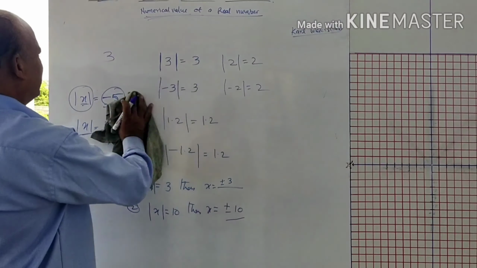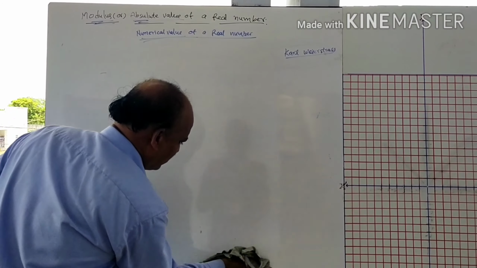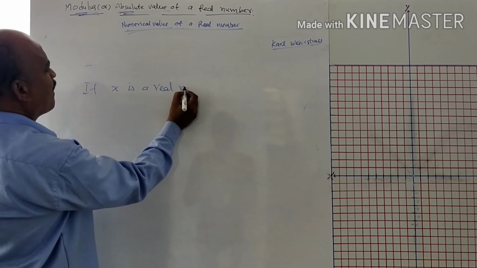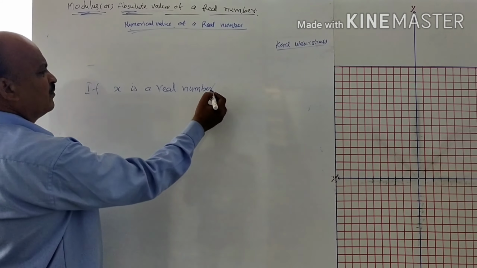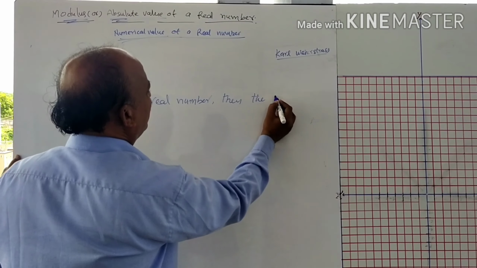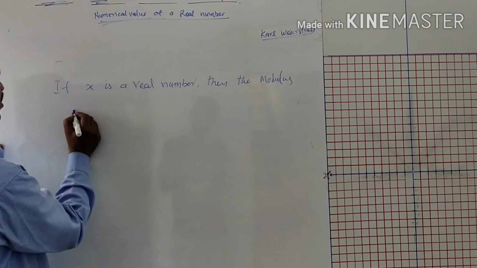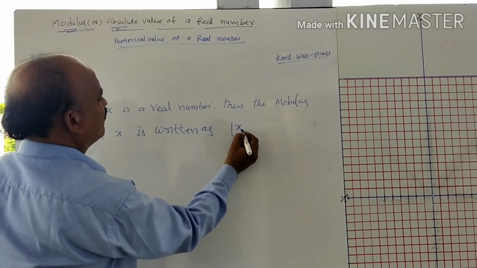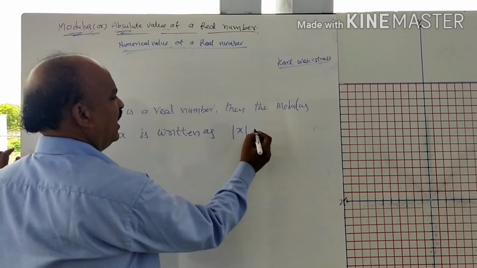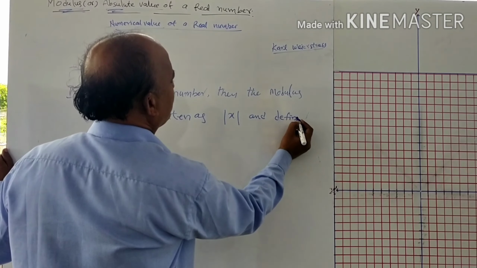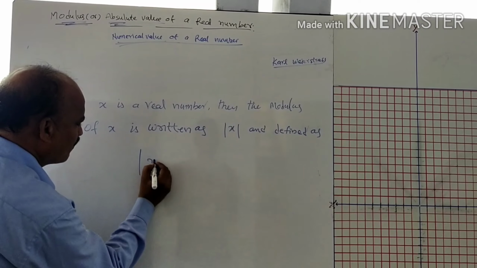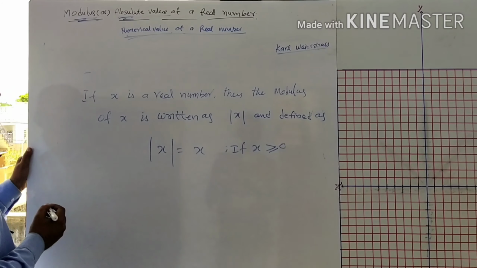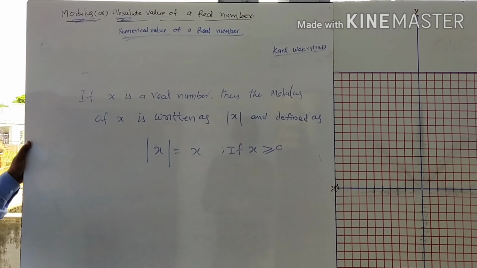If we see the definition of the modulus function, if x is a real number, then the modulus of x is written as modulus x, and defined as modulus x equal to x if x is greater than or equal to 0. x greater than or equal to 0 means 0 and more than 0.